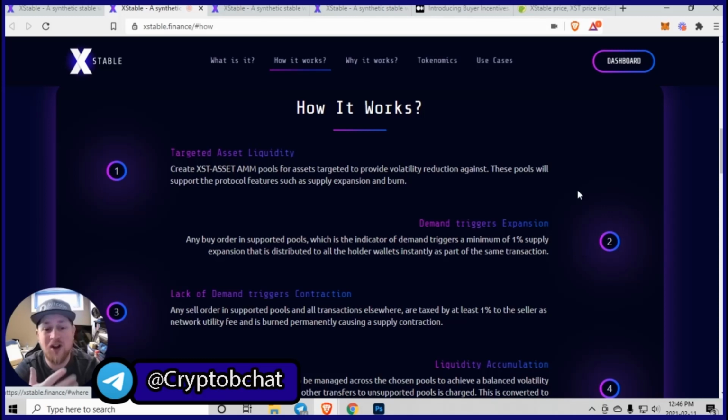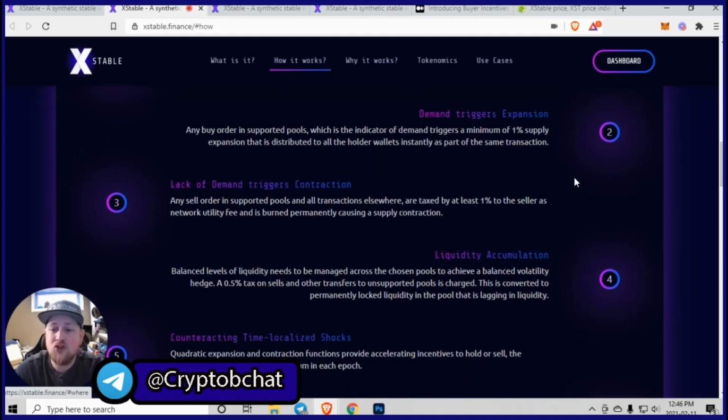So it has targeted asset liquidity. These are pools that are going to support protocol features such as supply expansion and burn. It has demand triggering expansion, guys. Any buy order in supported pools, which is the indicator of demand, triggers a minimum of a 1% expansion that is distributed to all the holders' wallets instantly as part of the same transaction. And I don't know about you, but I sure do like when I'm holding a coin and I just see more assets entering the wallet, and I've just been holding it, even overnight sleeping, right? Make money while you sleep. That's what we're all trying to do here.